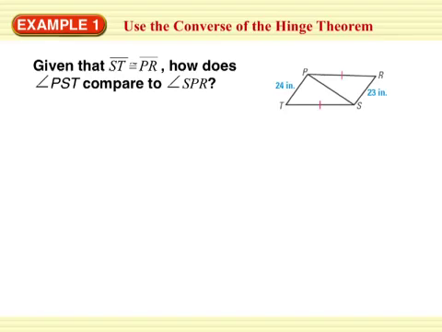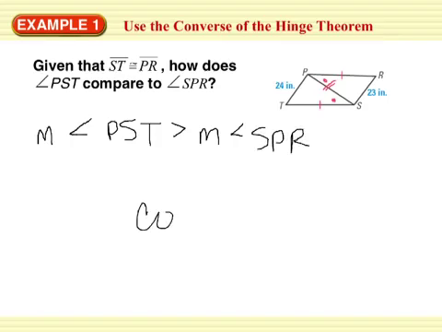Okay, given that ST is congruent to PR, how does angle PST compare to angle SPR? Remember, the Hinge theorem says if two sides are congruent, then you know things about the third pieces. So we also know that this side is congruent. If I have two sides congruent and a third side is bigger than the third side of the other, then you know that the measure of angle PST is bigger than the measure of angle SPR. Okay, this is the converse, which would be theorem 5.14.